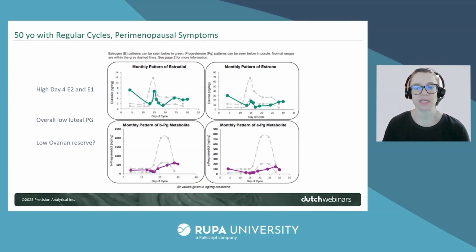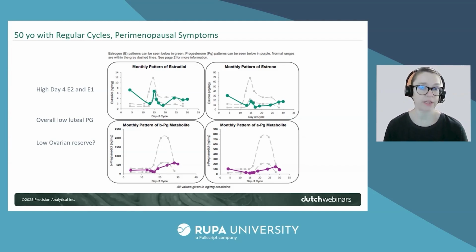The other interesting thing about this cycle map is the high day 4 estradiol. A lot of times that can indicate diminished ovarian reserve. So there's some signaling issues, which is very common in perimenopause as we're transitioning into menopause. But you can also see why she's still cycling regularly.